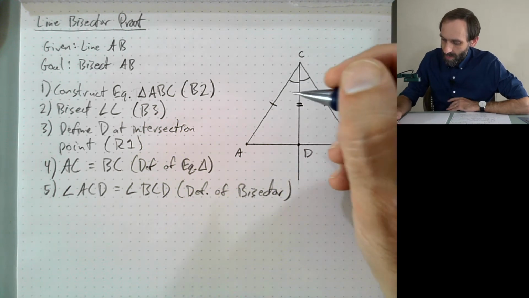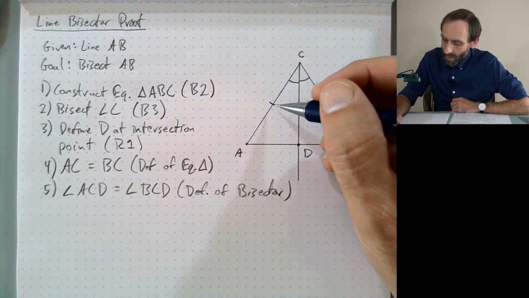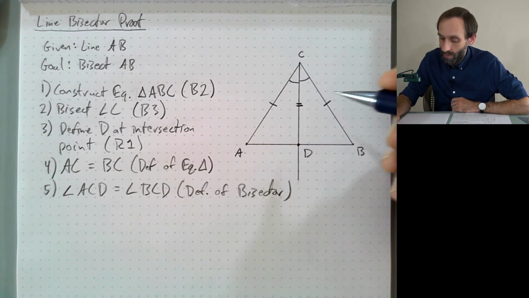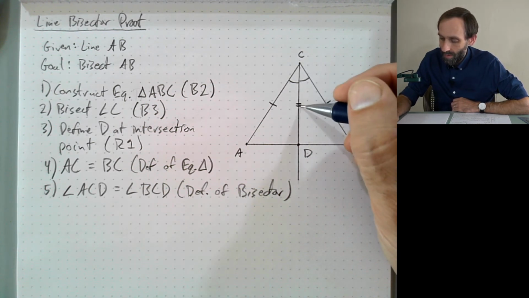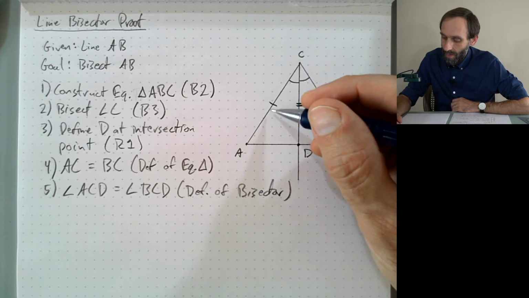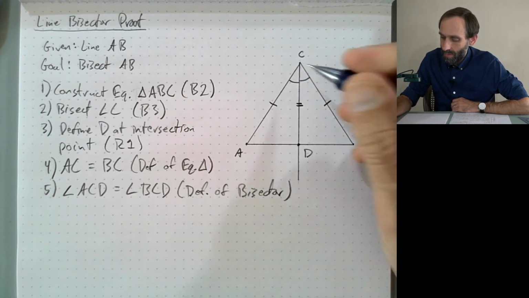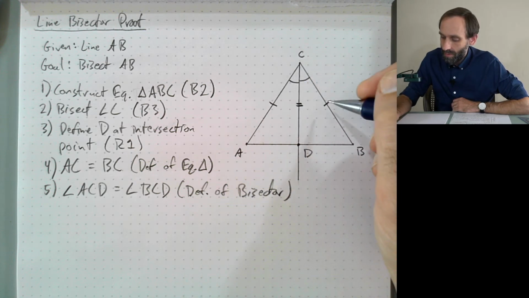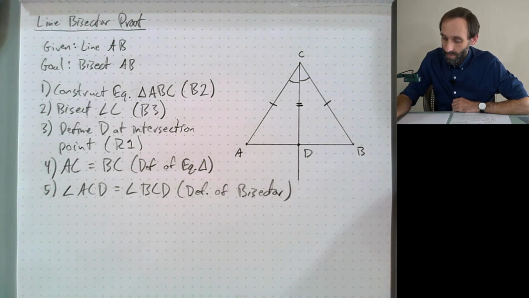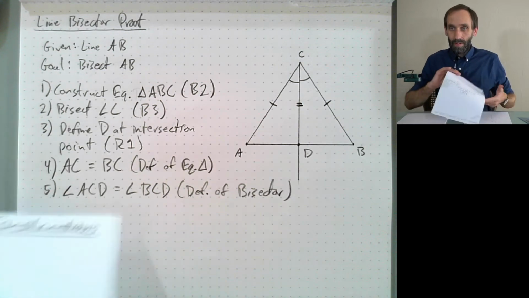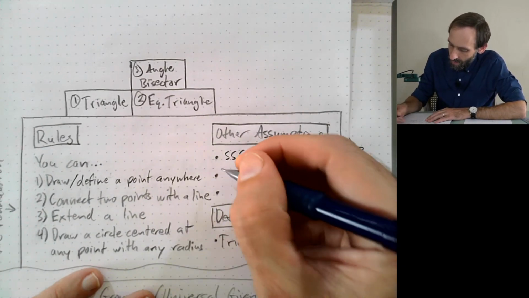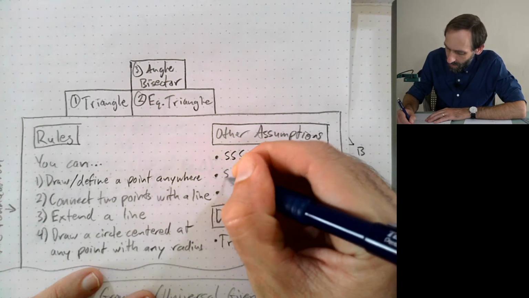And that assumption is that if the corresponding side, angle, and side of one triangle are equal to the corresponding side, angle, and side of a second triangle, then this triangle will be equal to this triangle. The two triangles are equal if the side, angle, and side are equal to the corresponding side, angle, and side. That is going to go under our other assumptions as yet another assumption that we need to make.